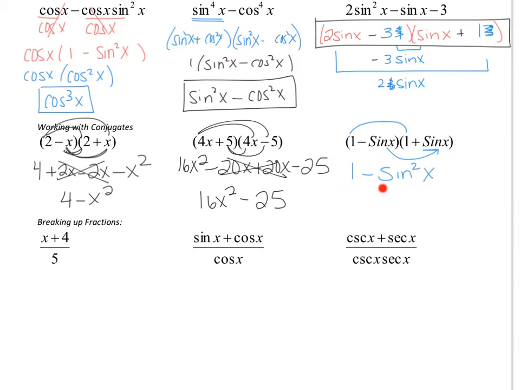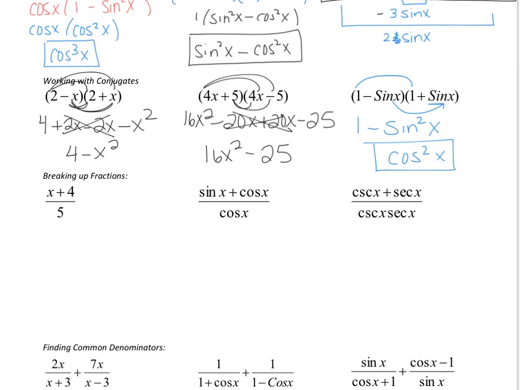And remember, if you remember your identities, 1 minus sine squared x is also cosine squared. So if you want to simplify it, that would be my final answer. Okay, let's move on to breaking up some fractions.